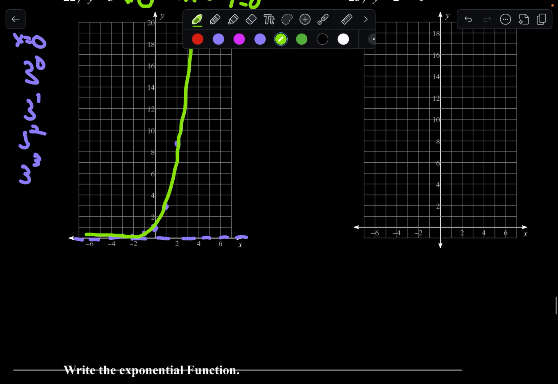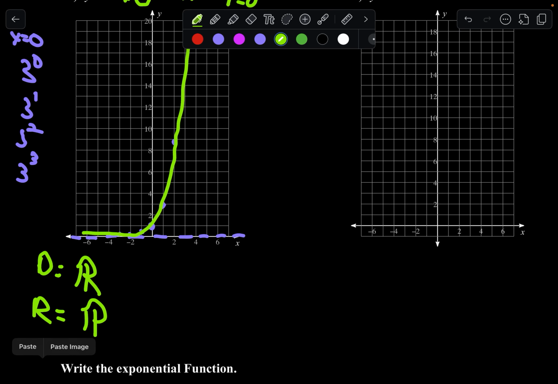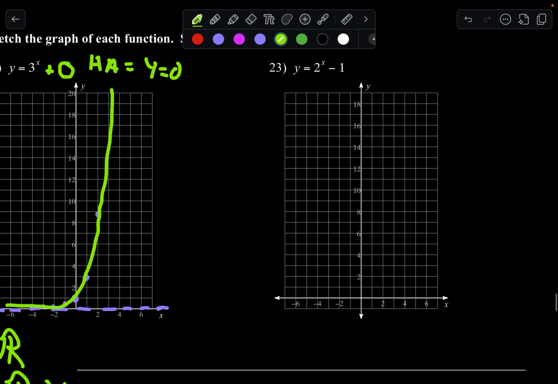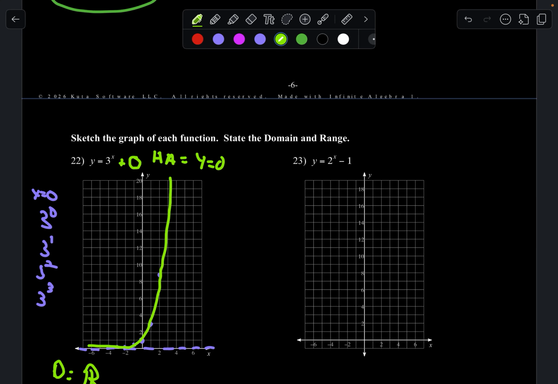State the domain. Well, this is an exponential. Domain is all reals. And the range is going to be all reals. Y is greater than 0, because it's above the x-axis. Notice I didn't say greater than or equal to. It's just greater than, because it never actually gets to the horizontal asymptote. All right, and that's pretty much it.